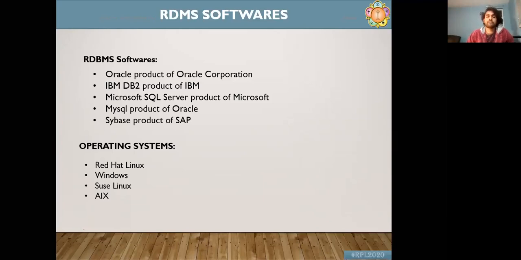So these are a few of the RDBMS softwares, and all these databases run on some operating systems. So what are these operating systems? Some of them are Red Hat Linux, Windows, Solaris, SUSE Linux, AIX, and there are many other flavors of Linux, but these are more prominent and widely used.